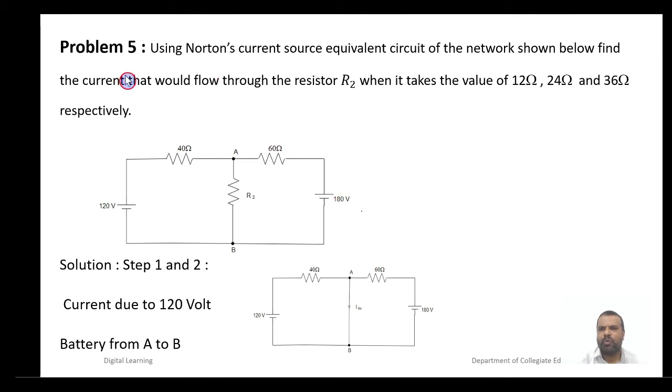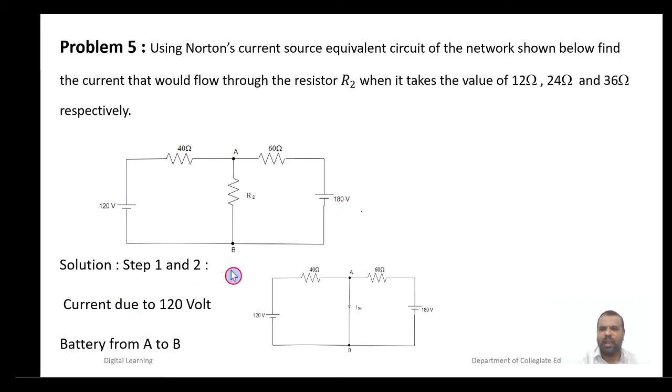Problem 5. Using Norton's current source equivalent circuit of the network shown below, find the current that would flow through the resistor R2 when it takes the values of 12 ohm, 24 ohm, 36 ohm respectively. The circuit is 120 volt battery, a 40 ohm resistance, and the terminals A and B, and a load resistance R2, 60 ohm resistance, and another battery of 180 volt.